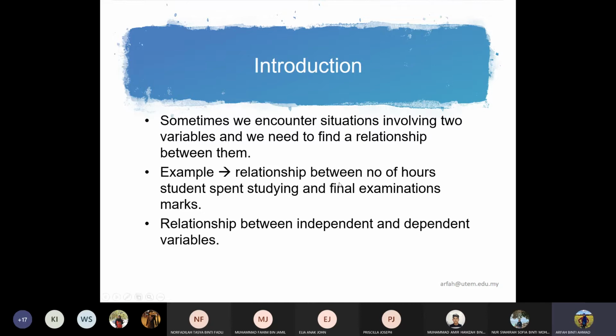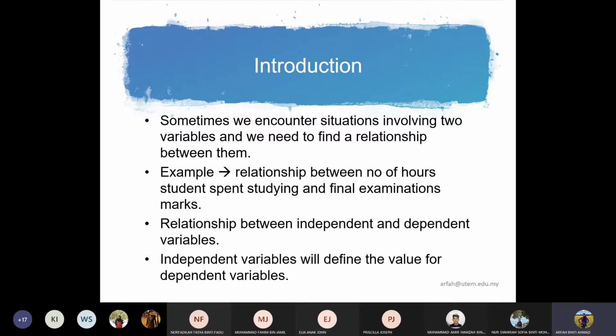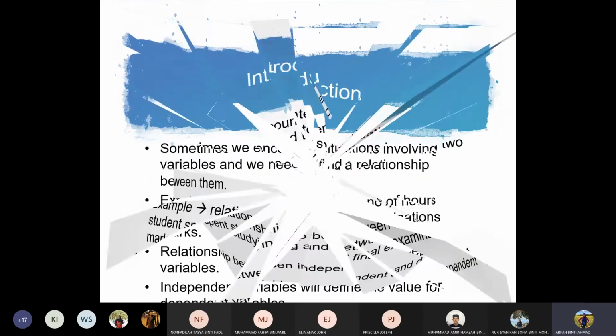Kalau dalam contoh ni independent variable, student spend studying, berapa banyak masa yang awak spend untuk study akan menentukan apa grade markah anda kat dalam final exam. That is going to increase, naik, high or low. So itu dia punya relationship, independent and juga dependent. Satu variable will determine the outcome for another variable. So independent variable will define the value for dependent variable. This is what it means.